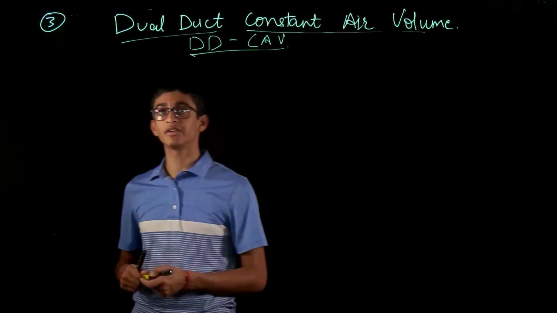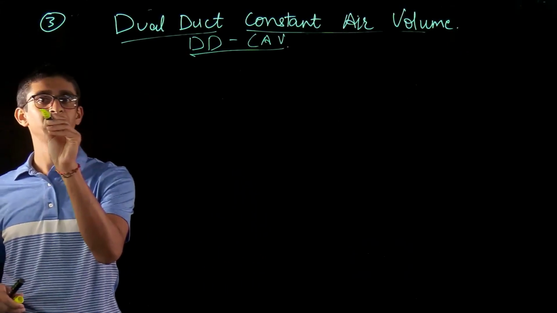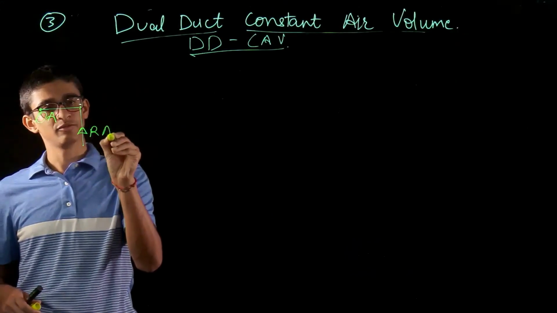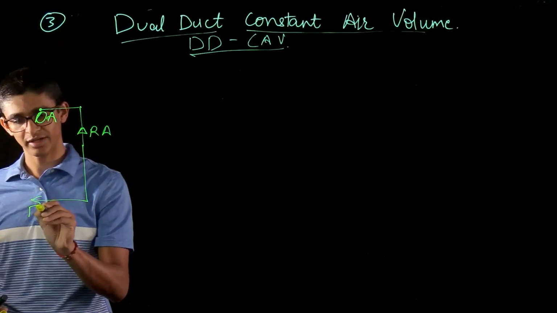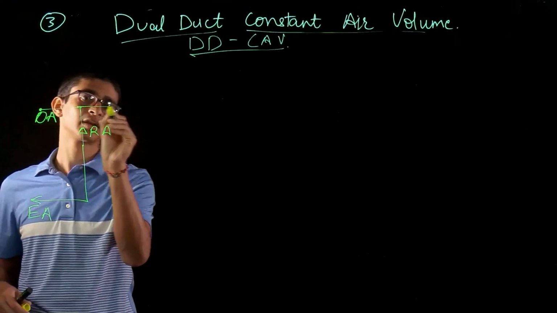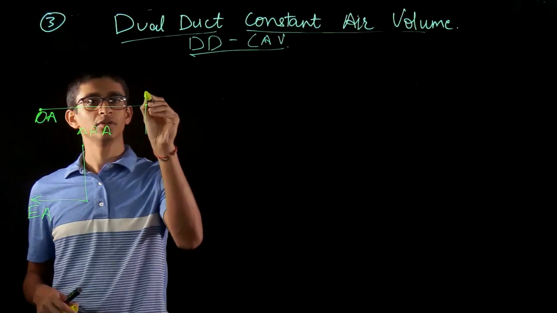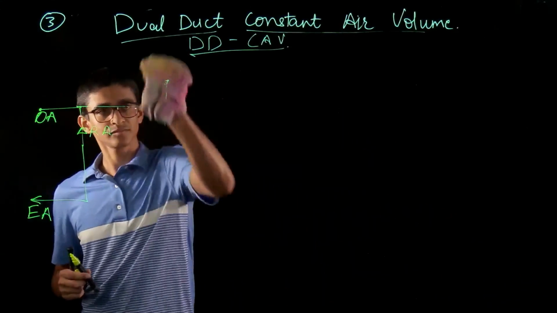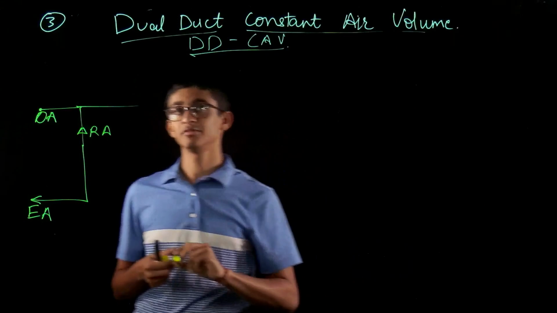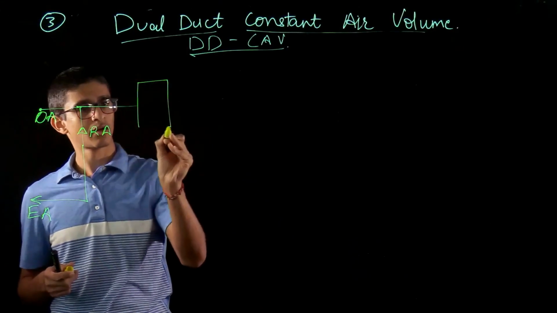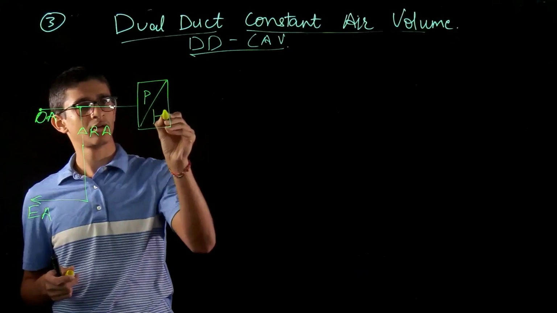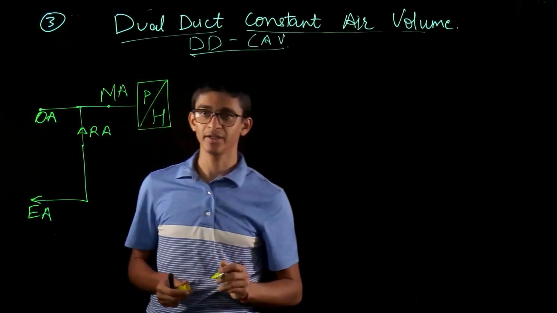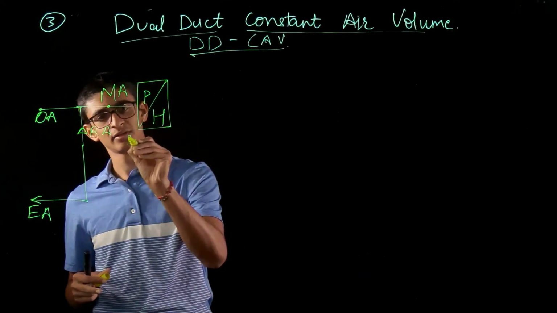And let's start with the schematic for this. So we'll have outside air coming, return air coming from the zones, and some would be exhausted outside, exhaust air. Now this would be going through a preheat coil. The outside air and return air get mixed and it is called mixed air, which goes through a preheat coil.